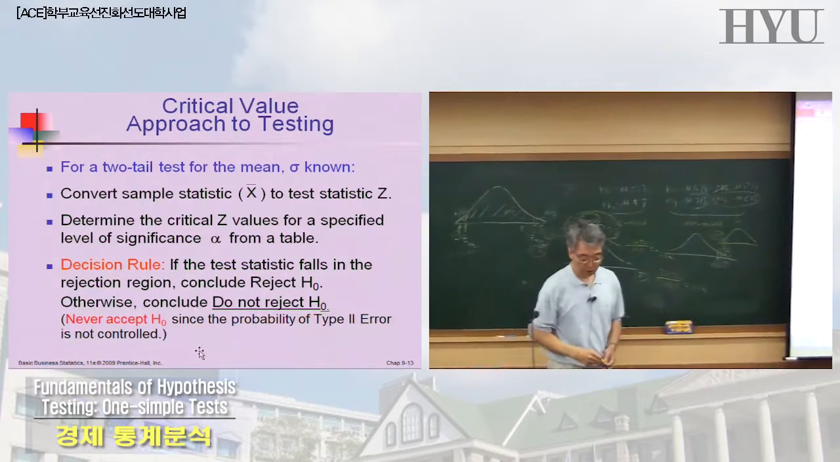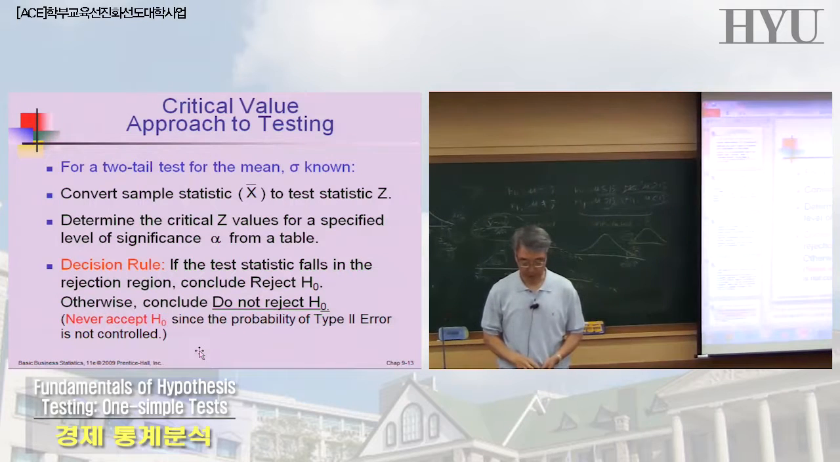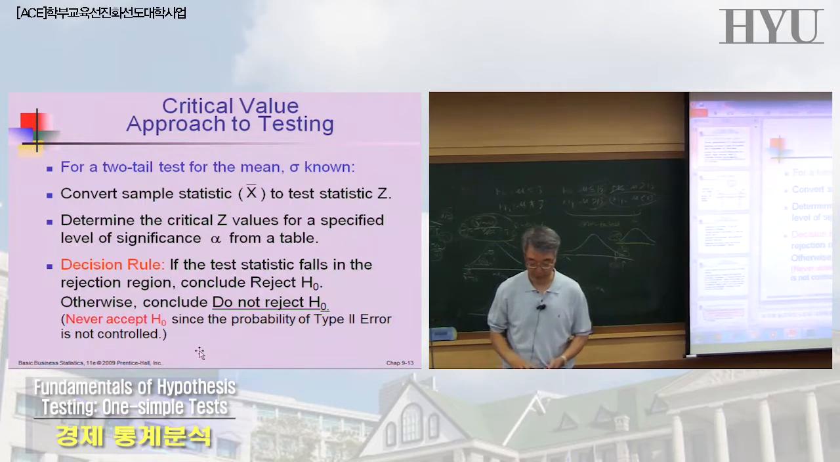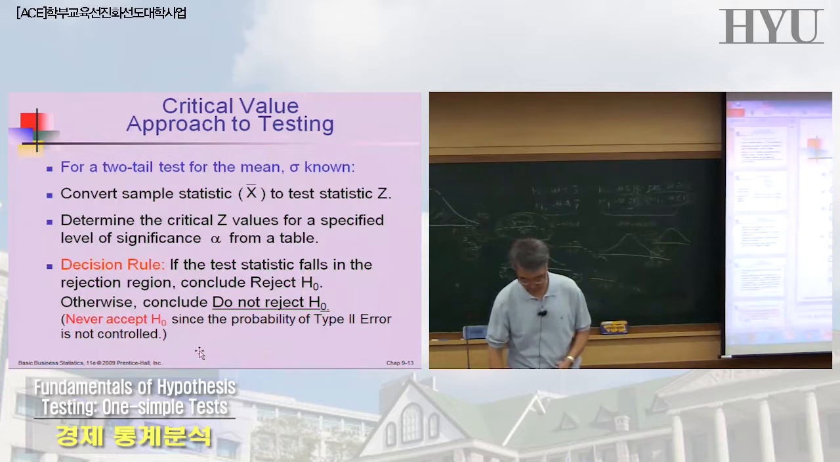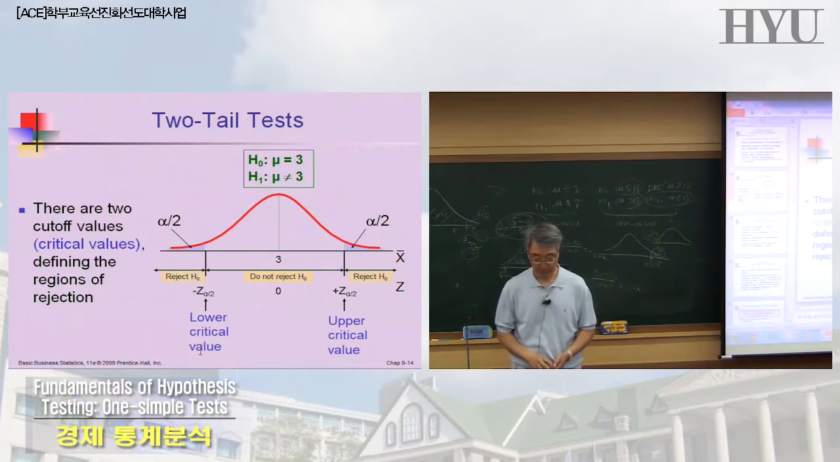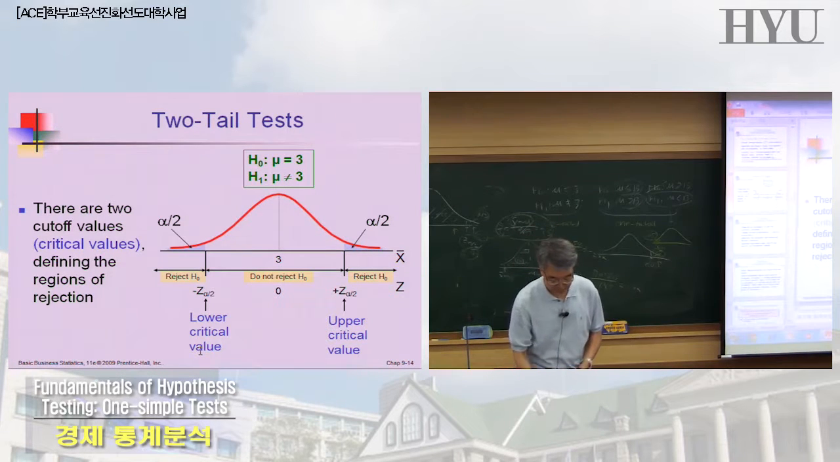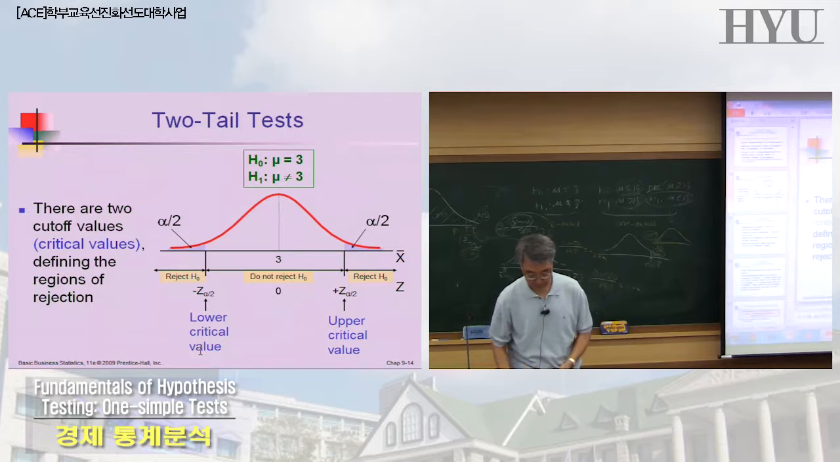So the decision rule is: if the test statistic falls in the rejection region, reject the null hypothesis. Otherwise, do not reject the null hypothesis. Again, never accept the null hypothesis because we haven't done anything about the type 2 error. Type 2 error is not controlled, okay? That's it. That's the simple idea of hypothesis testing.